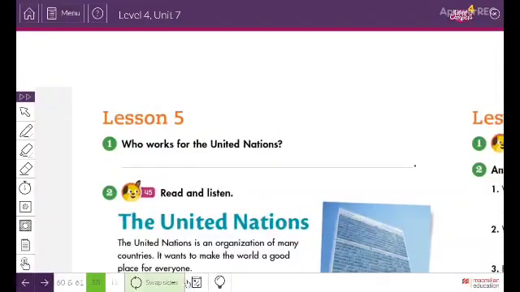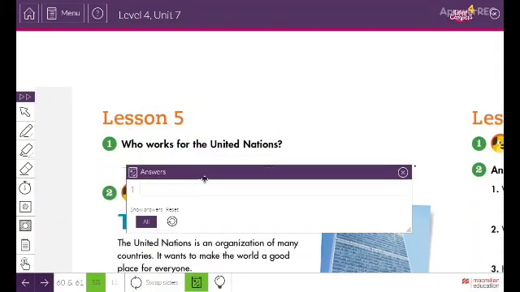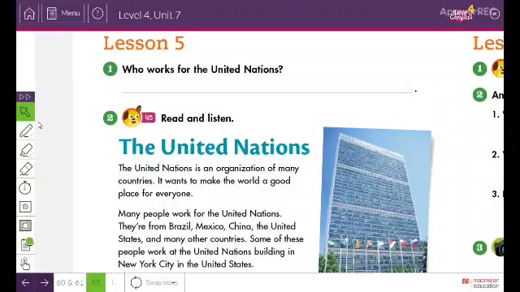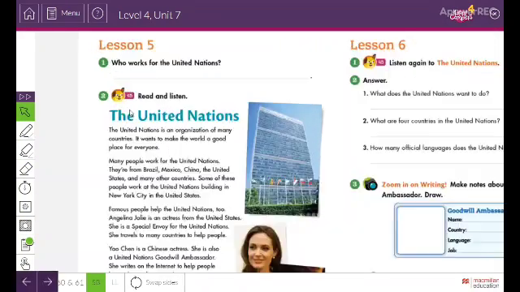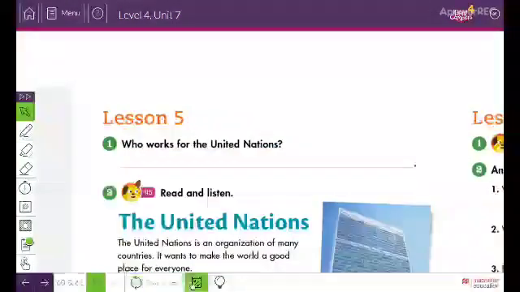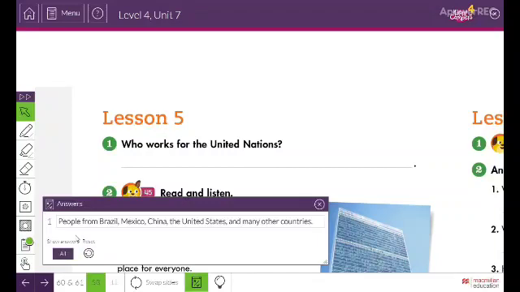Where is it? Who works for the United Nations? And the answer is the people from Brazil, Mexico, China, the United States, and many other countries. So they work for the United Nations. This is it. Yeah, let me show it. People from Brazil, Mexico, China, the United States, and many other countries.